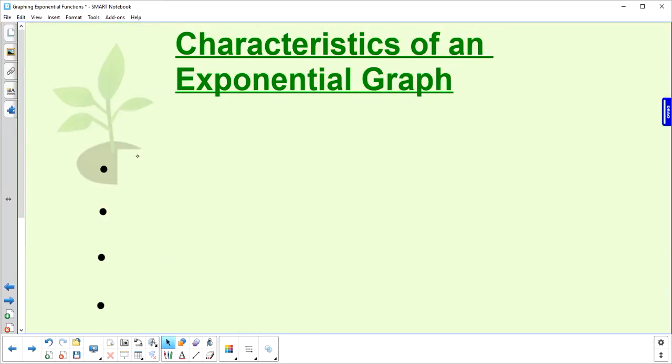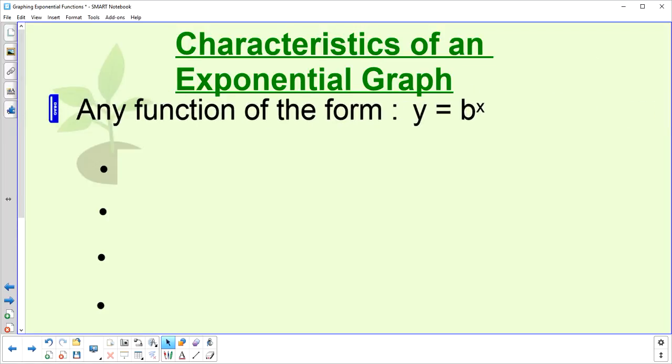Okay, so first piece, just as a reminder, an exponential function, remember, is anything that has the form y equals b to the x, or we also used what was called function notation and said f of x equals b to the x. Okay, so either one of those would be an exponential function.